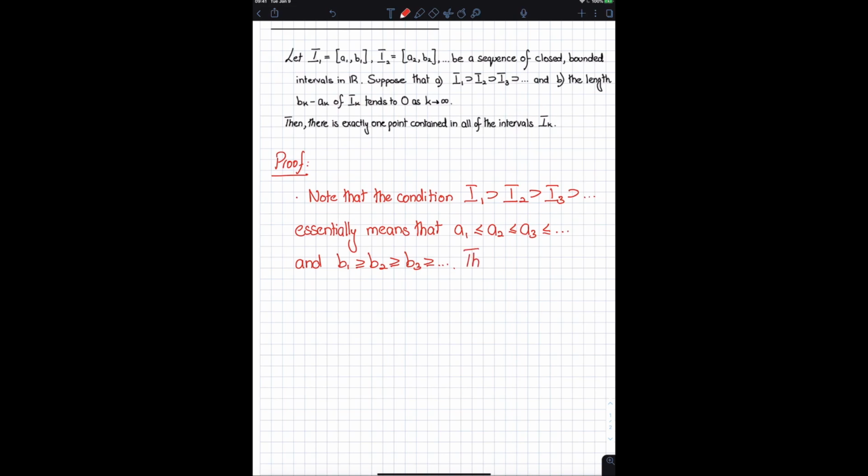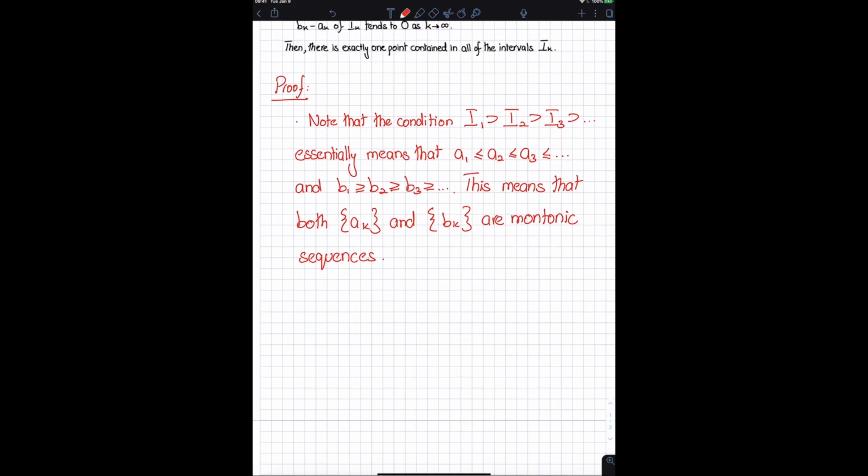This means that both sequences, the sequence a_k and the sequence b_k, are monotonic sequences. Of course, a_k is an increasing sequence and b_k is a decreasing sequence. So that's the first thing, they are both monotonic.